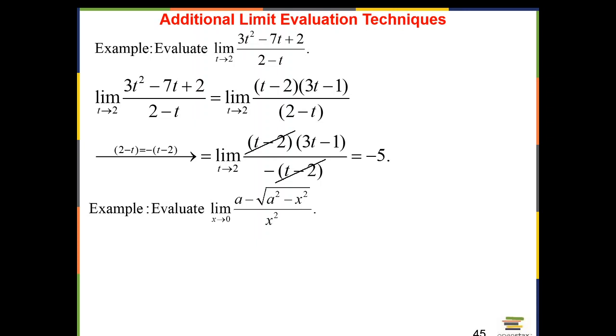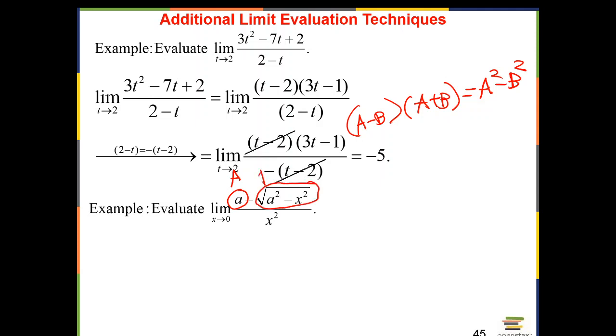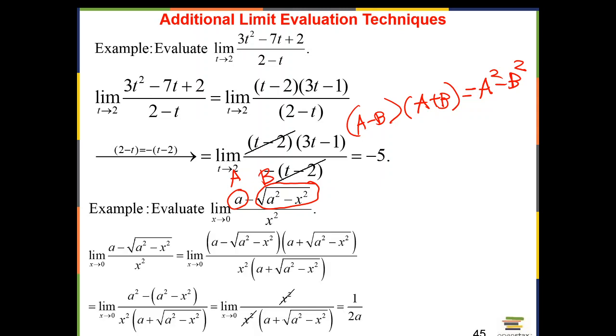What about here? Well, here we have to get rid of that square root. The trick is to multiply by the conjugate. What do I mean by conjugate? Well, we use this idea that a minus b times a plus b equals a squared minus b squared. Now here we're going to assume that this is capital A and this whole thing here is capital B. So we're going to multiply by what? Multiply by A plus B, in the numerator and denominator.